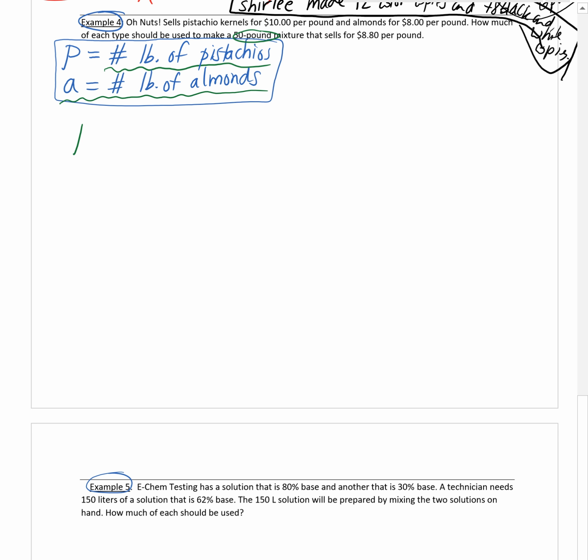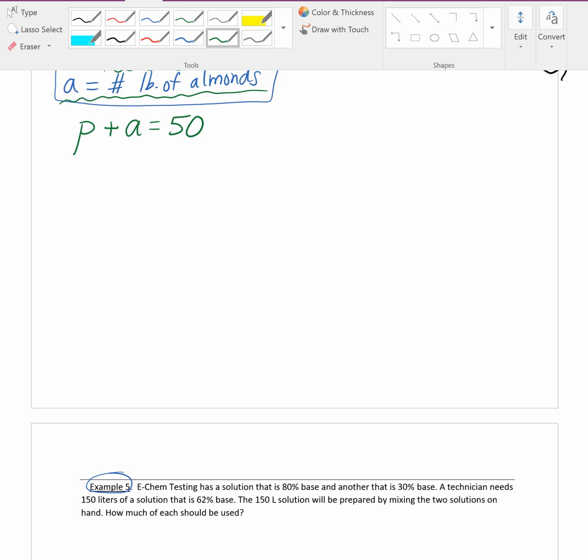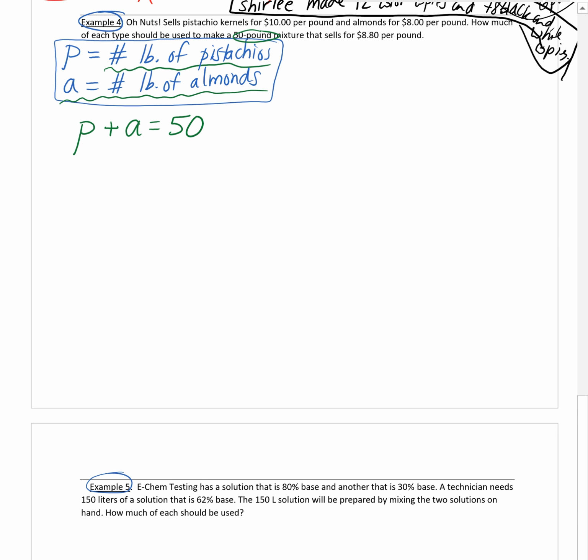So I think one equation would just be very simple. The number of pounds of pistachios that I mix plus the number of pounds of almonds I mix, they want it to be 50 pounds total. So that one's really easy. It's the other one that's going to be complicated. It's going to involve the money part.